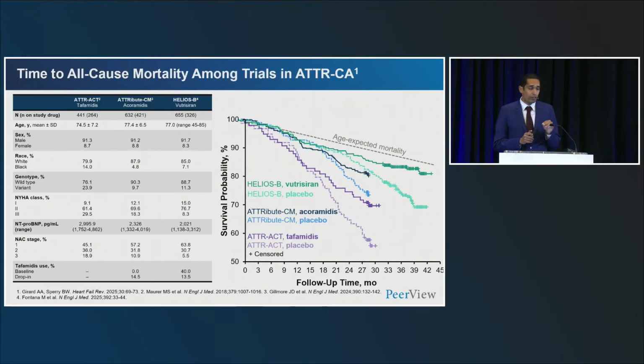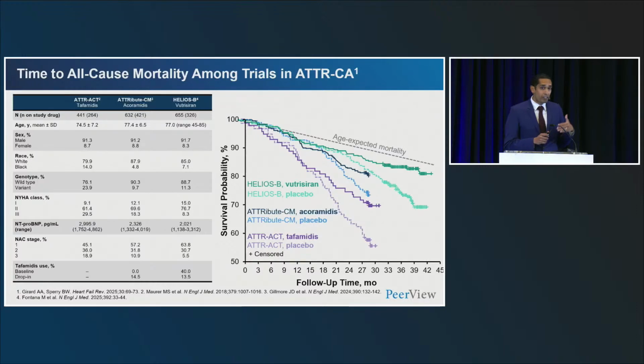What is important to note is that the type of patient who's being enrolled in these trials has continued to change over time. And in general, there are healthier patients who are being enrolled in trials from ATTRACT to ATTRibute to HELIOS. So if you look at New York Heart Association class, there's a greater percentage with lower New York Heart Association class numbers in HELIOS in the later trials versus the earlier trials, there's a lower NT-proBNP as we go further along and a lower NAC stage as well.